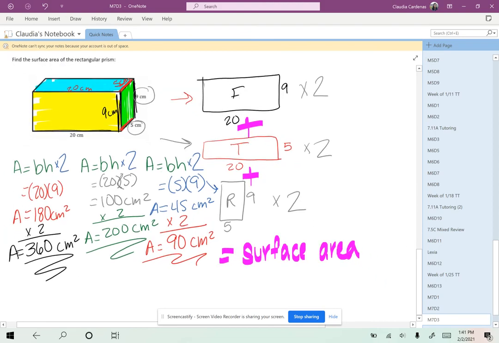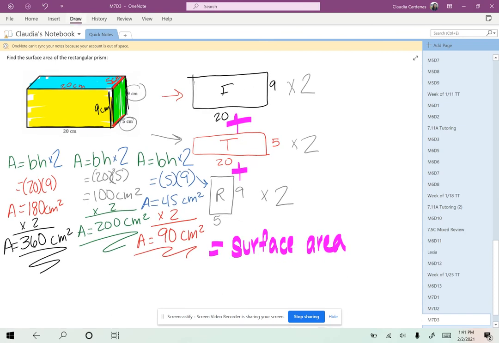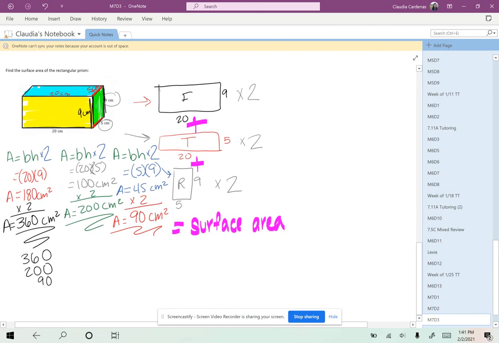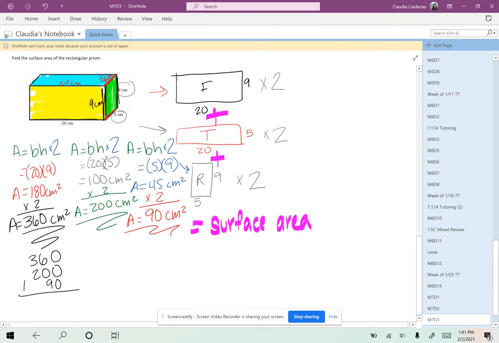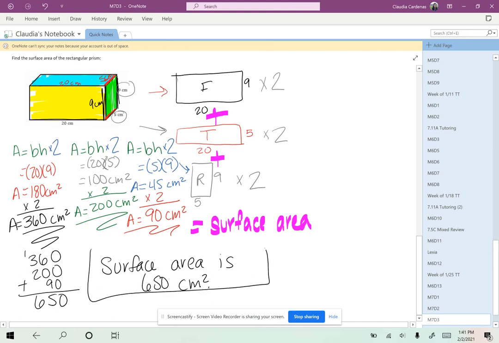All right, now that we have the areas of all 6 sides, we still have to find the surface area. So I know we have to add 360, 200, 90 all together to get our total. So the surface area of this rectangular prism is 650 squared centimeters.